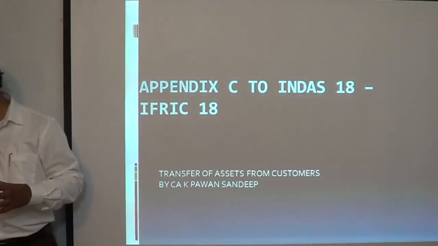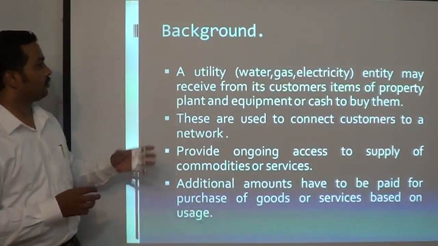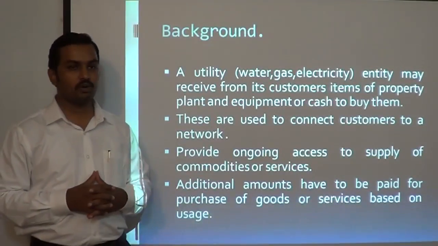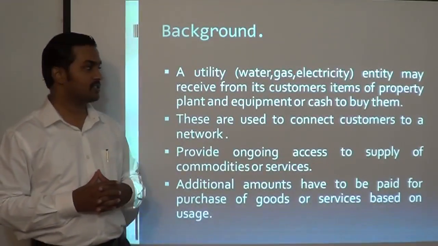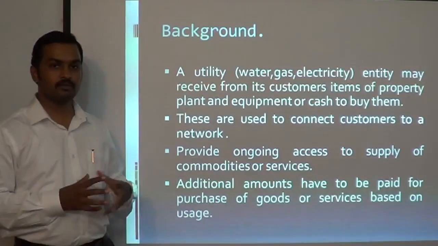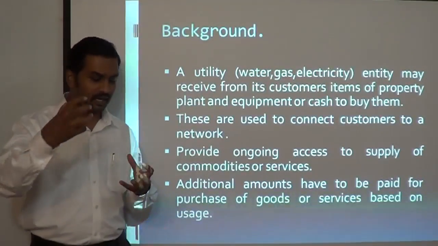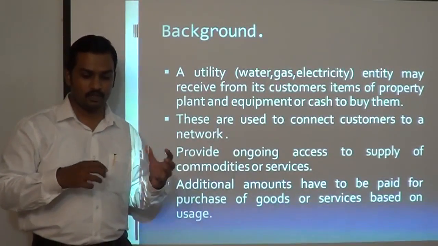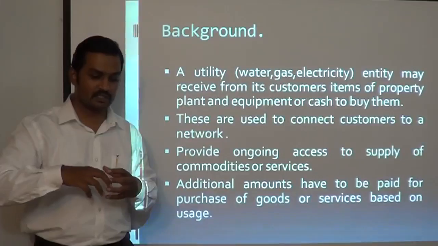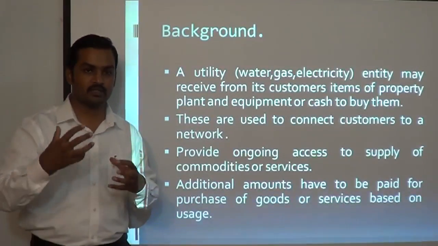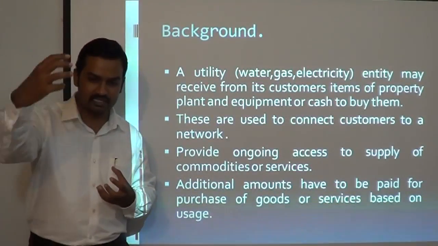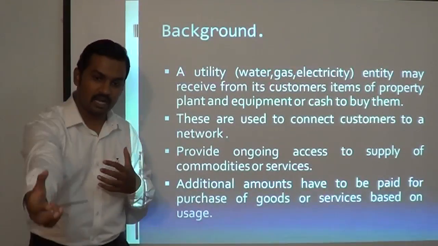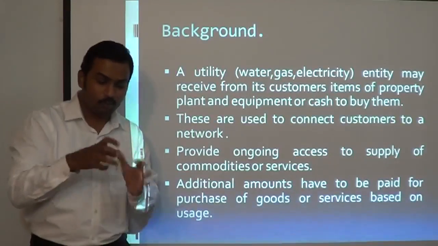I will give you a small background of the standard. Now, you know that a utility is a company which is involved in water supply, gas supply, electricity supply business. These entities may sometimes receive from their customers an item of property, plant and equipment, or sometimes cash to purchase them. So if you are into water supply, gas supply, or electricity supply business, these companies can sometimes ask the customer to give them an item of an asset, or they can sometimes ask the customers to pay some cash to buy certain assets.